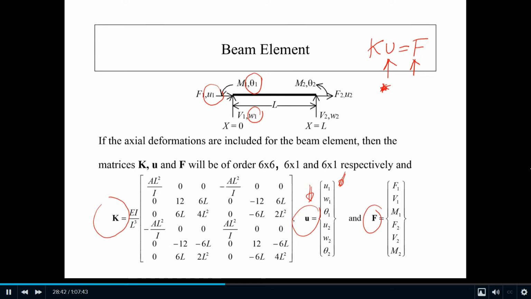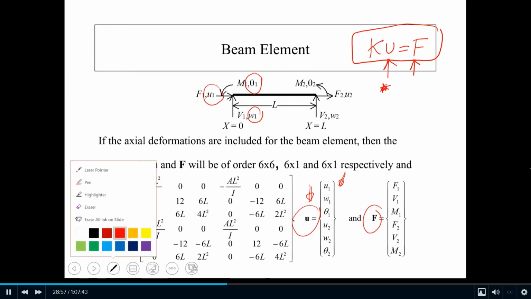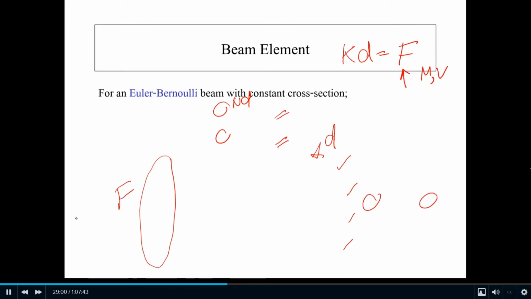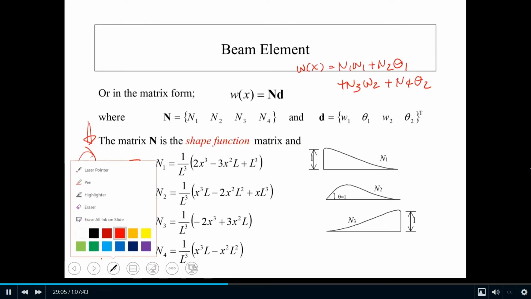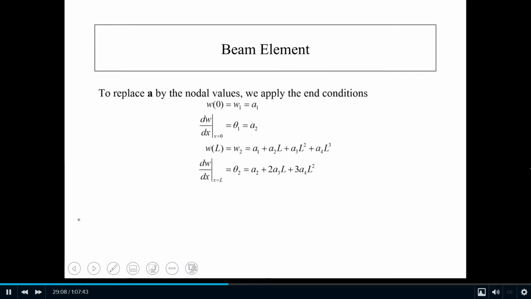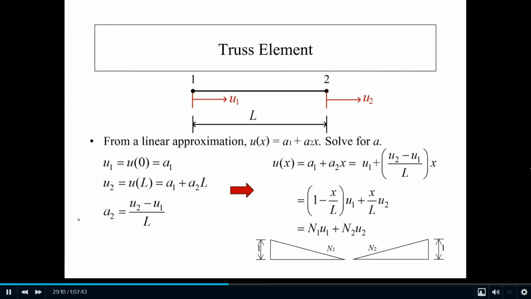All this you see in the equations for beam and truss. And one more important thing is the shape function. For the truss element, the shape function is like this: N1 and N2.